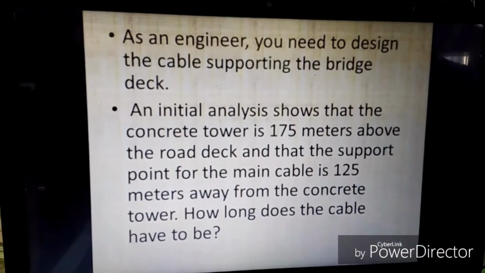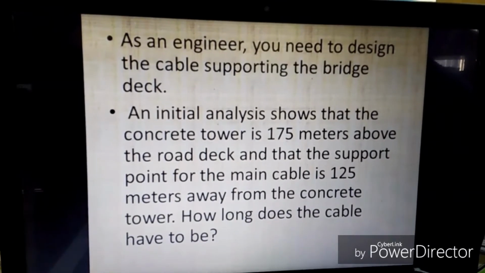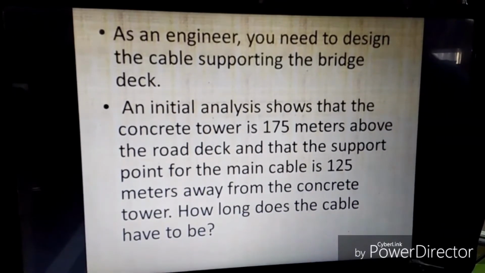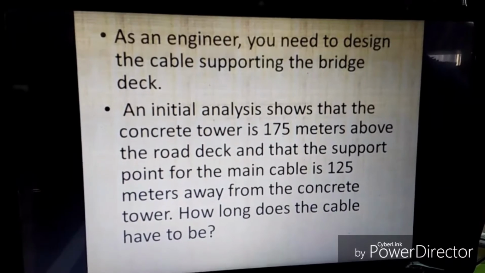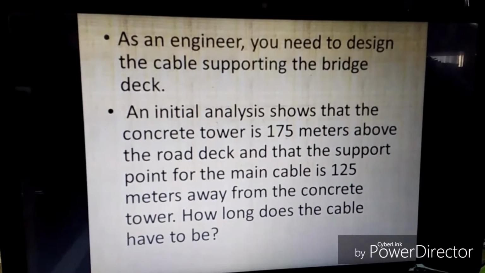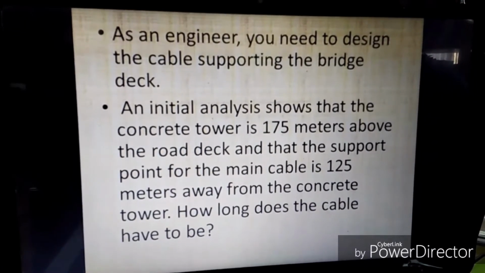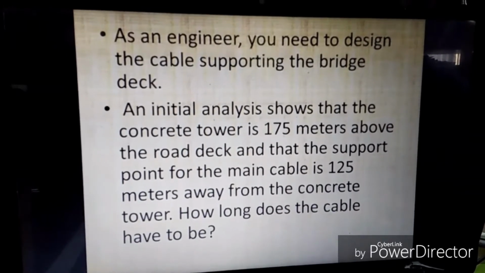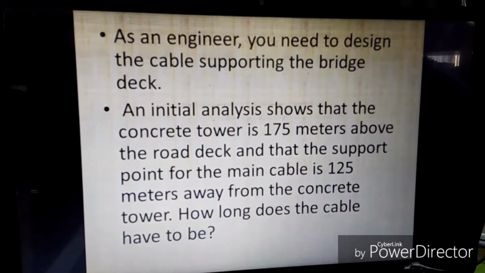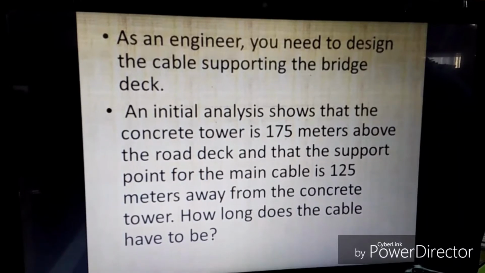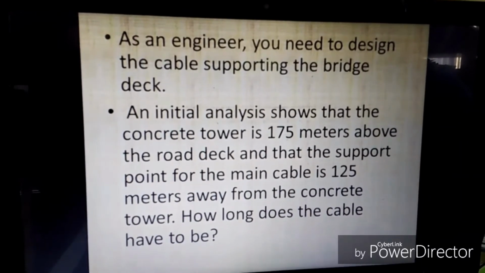As an engineer, you need to design the cable supporting the bridge deck. An initial analysis shows that the concrete tower is 175 meters above the road deck and that the support point for the main cable is 125 meters away from the concrete tower. How long does the cable have to be?